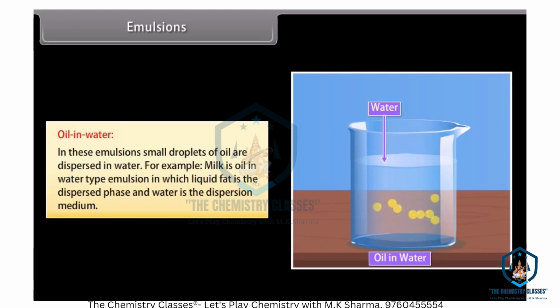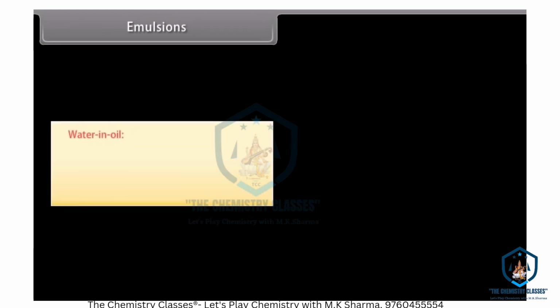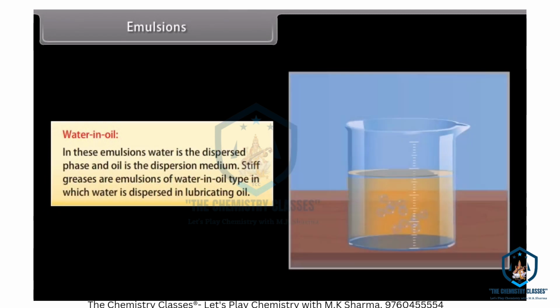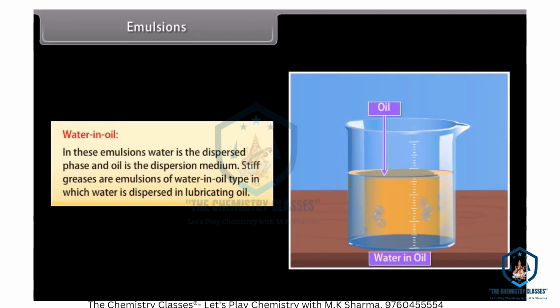is the dispersion medium. Water in oil. In these emulsions, water is the dispersed phase and oil is the dispersion medium. Stiff greases are emulsions of water in oil type, in which water is dispersed in lubricating oil.